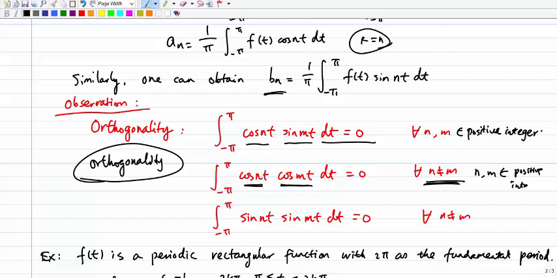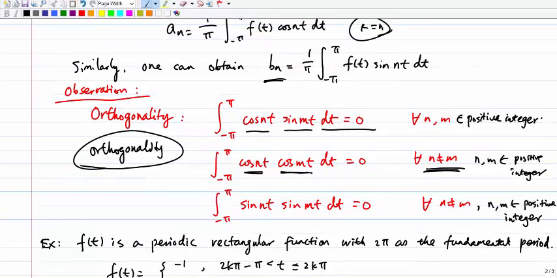integer. Similarly, the integration from negative pi to pi of sine nt and sine mt is also equal to 0 over dt, of course, equal to 0 if n is not equal to m. Of course, n and m are positive integers. So that's called the orthogonality property. The orthogonality property is used a lot in the computation of the coefficients of the Fourier series because this can simplify a lot of computation.